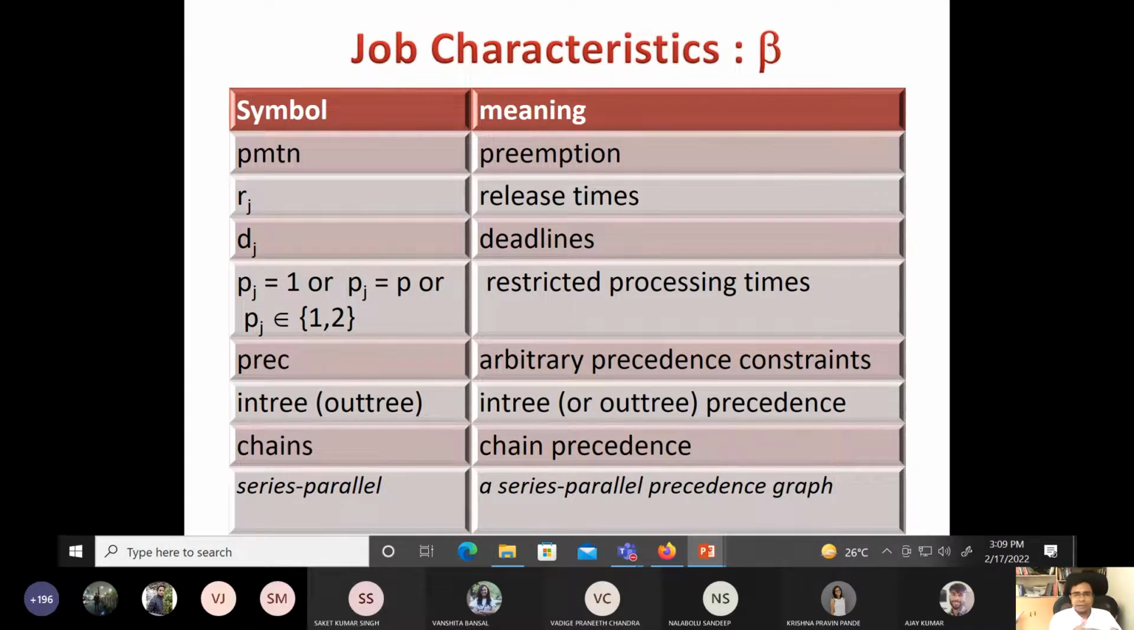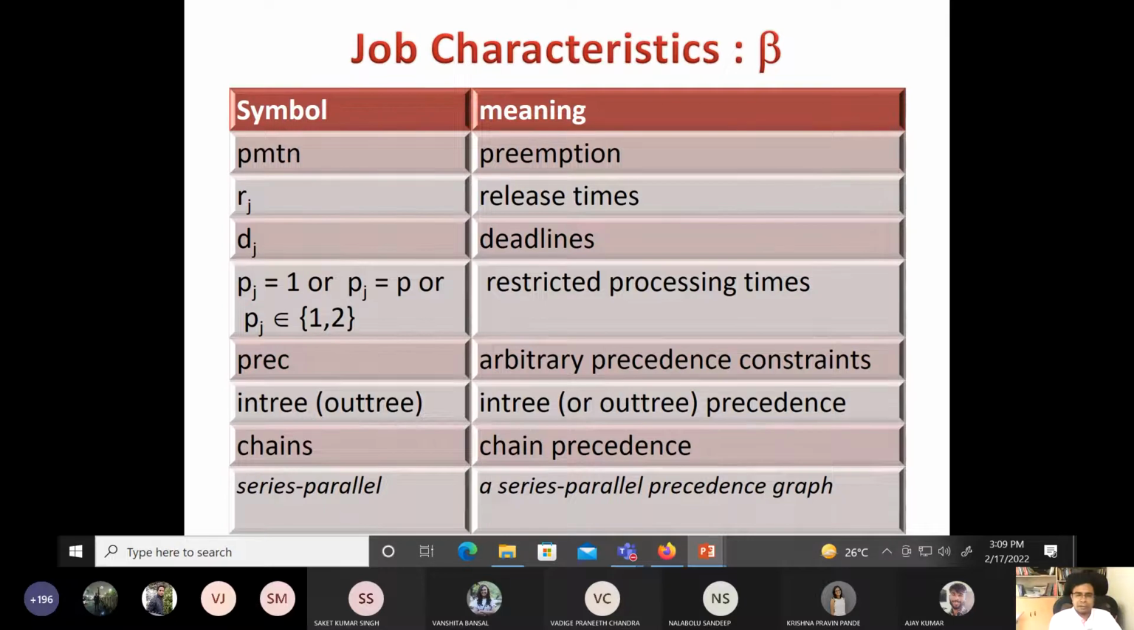Whenever deadline is not specified, by default the value is infinite, that is, no deadline. Release time not specified means by default we assume that all jobs arrived at time 0. If PMTN is not specified, by default preemption is not allowed. That is the default.